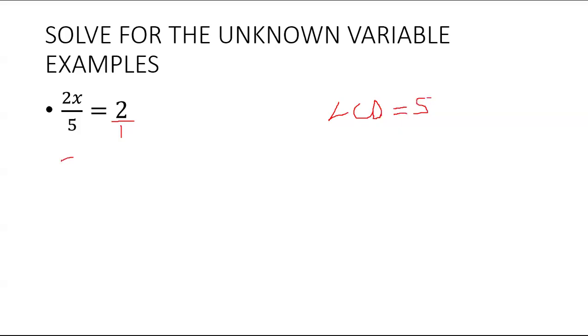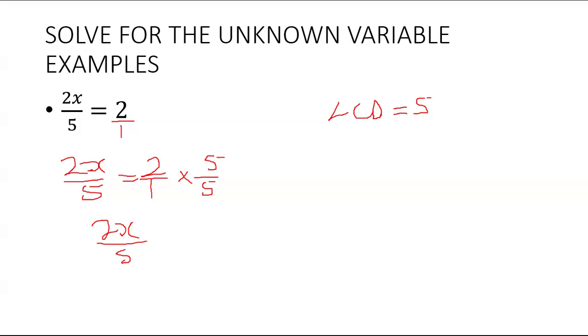So here I have 2x, which already has the denominator that is equal to our LCD. So I don't change that. But on the right, I have to change it. So that one, I need to change it to 5 by multiplying it by how much? By 5. But if I multiply the denominator, I must also multiply the numerator. So I end up having 2x divided by 5 is equal to 10 divided by 5.